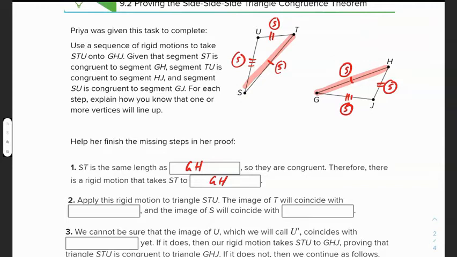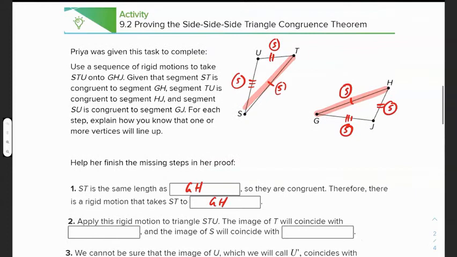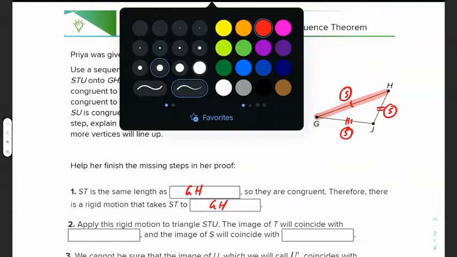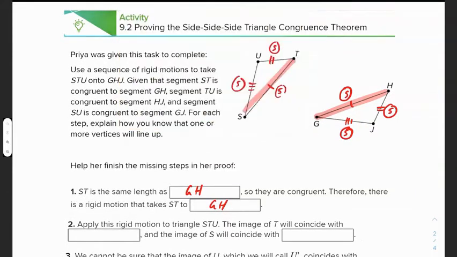All right, so let's look at the next part of the proof. Apply this rigid motion, it takes triangle STU. All right, the image of T will coincide with what point? So here's point T. Who does T coincide with? Well, if you're not sure visually, you can always look at the name itself. So that's H.